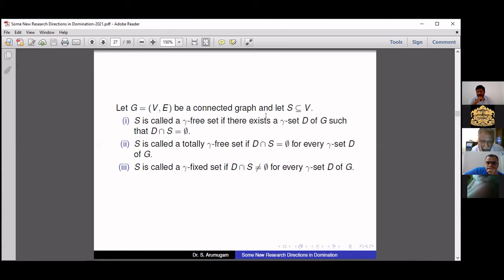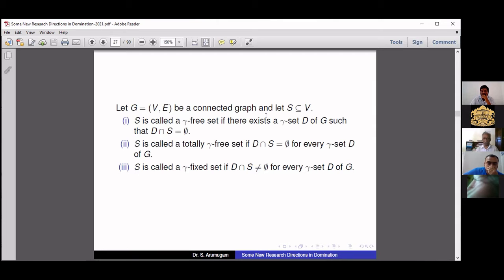If you take the complete bipartite graph K(R,S), where R and S are greater than or equal to 3, then one side is a gamma free set. Gamma is 2. The gamma set consists of one vertex from the partite set V1 and another vertex from the other partite set V2. So if you take V1 as S, that V1 is a gamma free set, because no gamma set can be completely within that partite set. The remaining vertices on that part will not be dominated. When R and S are greater than or equal to 3, each partite set is a gamma free set.